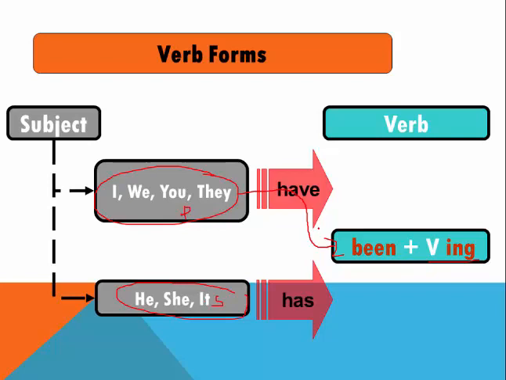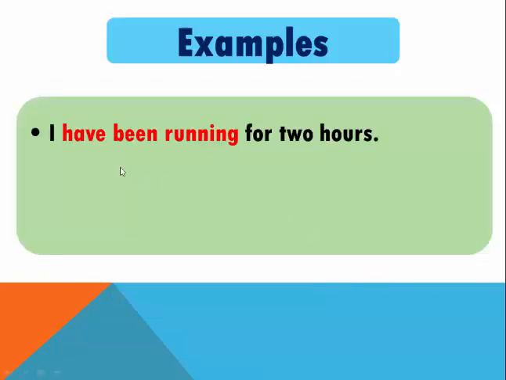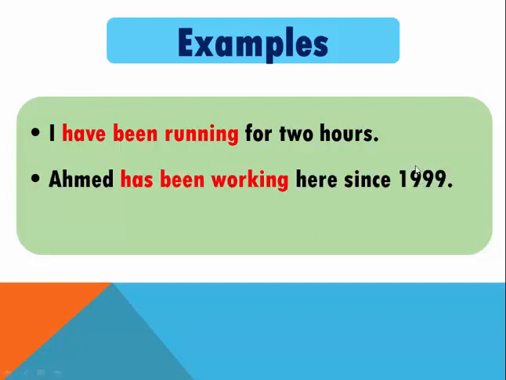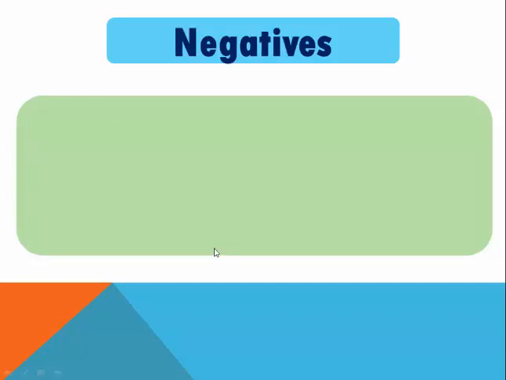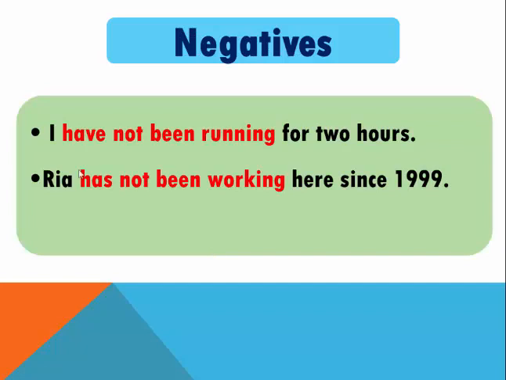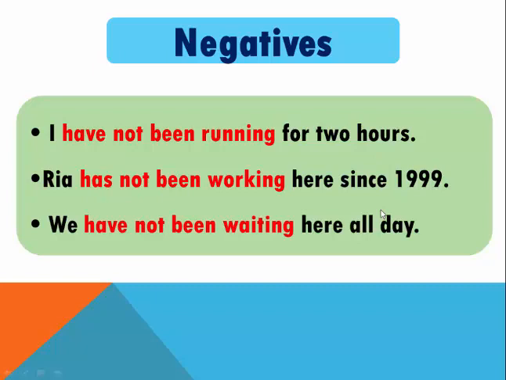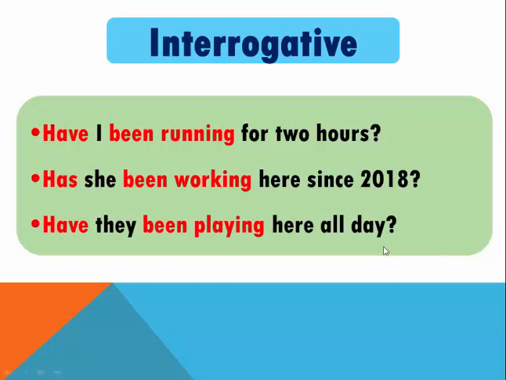We'll see some examples. I have been running for 2 hours. Very simple. Ahmad has been working here since 1999. We have been waiting here all day. So these are the examples. Negative: we say I have not been running for 2 hours. Ria has not been working here, and we have not been waiting. It's a very simple thing.